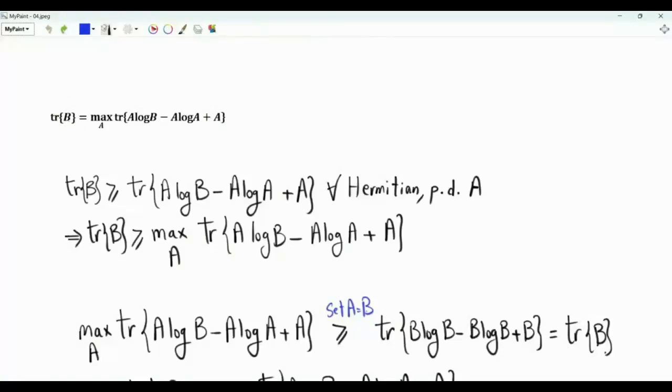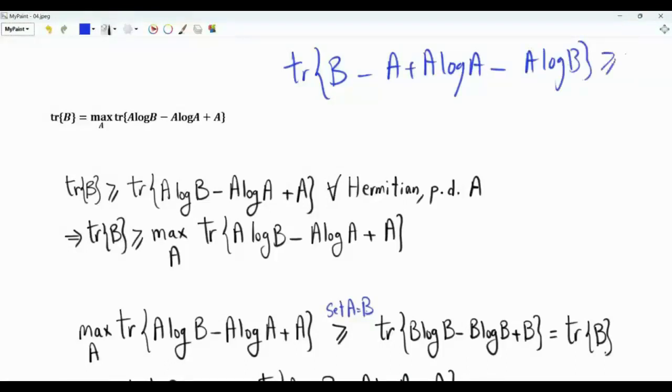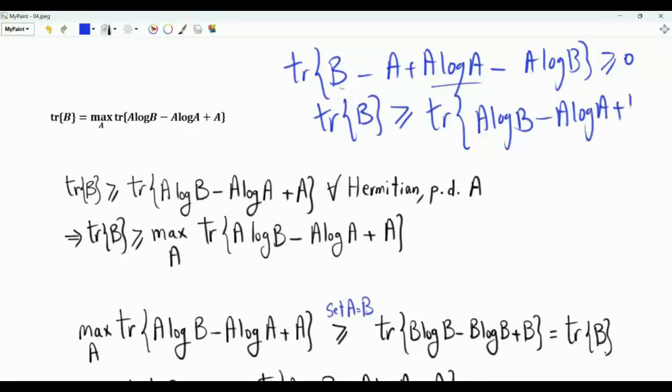Finally, we want to provide an argument for this variational characterization. From the previous page, we have the trace of B minus A plus A log A minus A log B is greater than or equal to 0. We can just keep B here and move the others to the other side. So the trace of B is greater than or equal to the trace of A log B minus A log A plus A. Now take the maximum or the supremum of both sides over A. This side does not contain A. The maximum is just the trace of B.